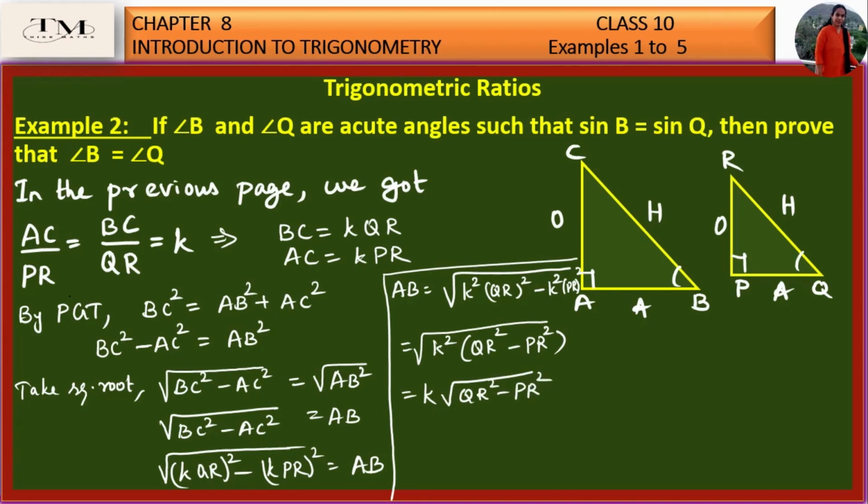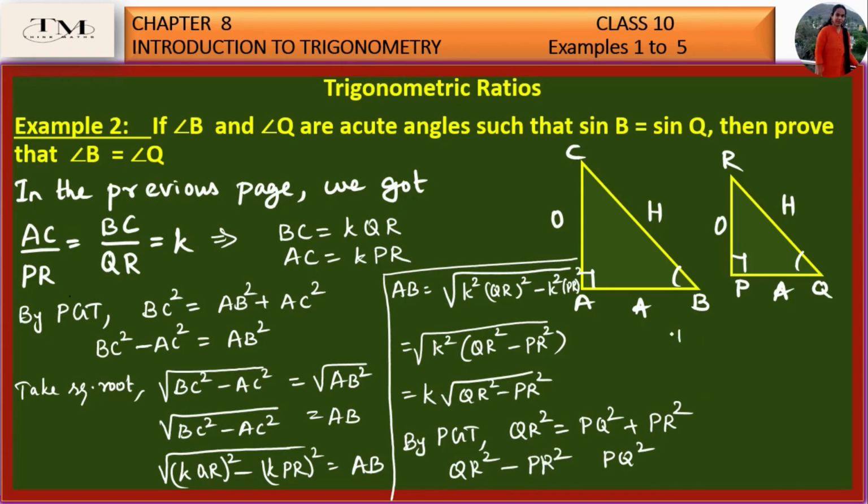So this is the value of AB. Now we have to find out the value of PQ. So how do we find it? In the same way, by Pythagoras theorem, we have hypotenuse square. So QR square equals PQ square plus PR square. We need PQ, so keep this PQ square as such. On the other side we have QR square. This plus PR square will become minus PR square.